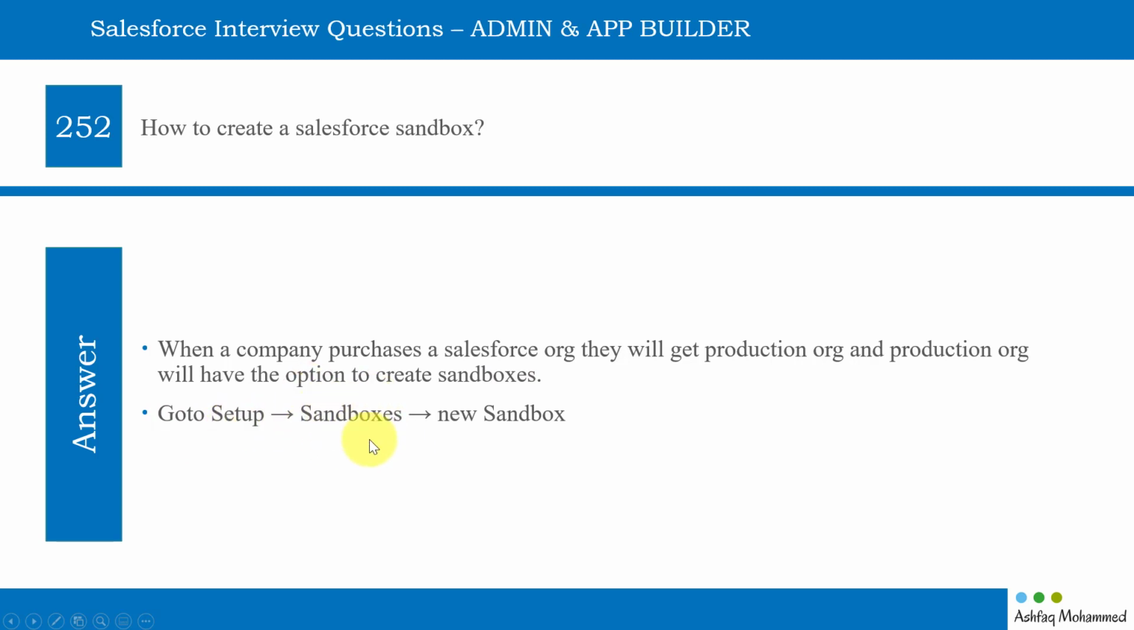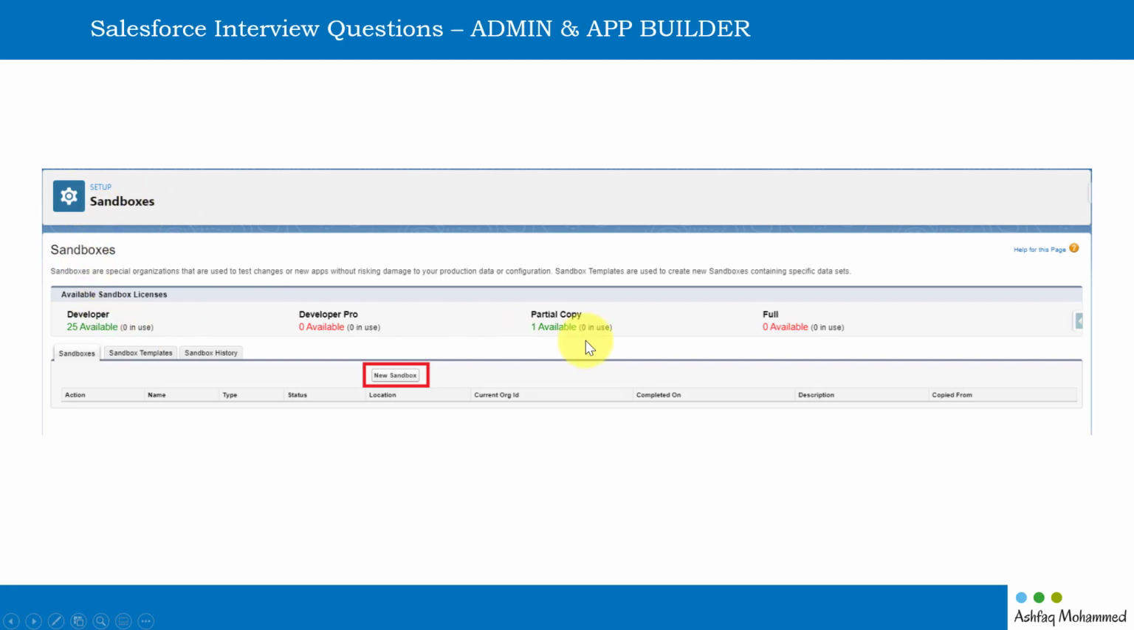You will find the sandbox options only in the production org, which is a paid one, right? And then click on New Sandbox. So this page will open and you have a button called New Sandbox. From here you can create the sandbox.